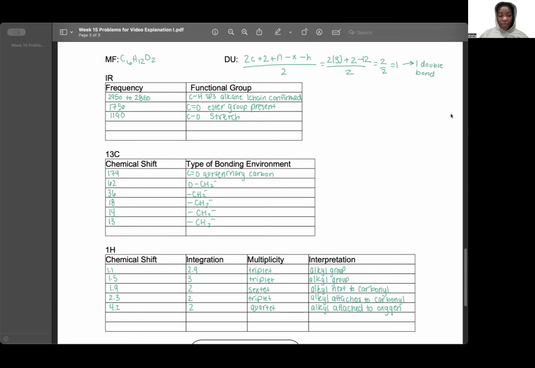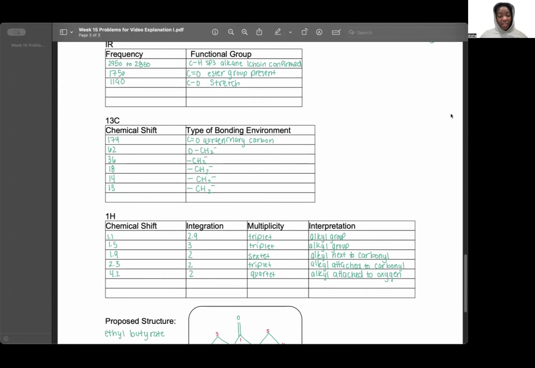And then for the chemical shifts, at 174, we have a carbon double bonded to an oxygen, and it's a quaternary carbon. At chemical shift 62, we have an oxygen which is bonded to a carbon, and that same carbon is bonded to two other hydrogens. Because it's bonded to two other hydrogens and it's not three, it's more electronegative.